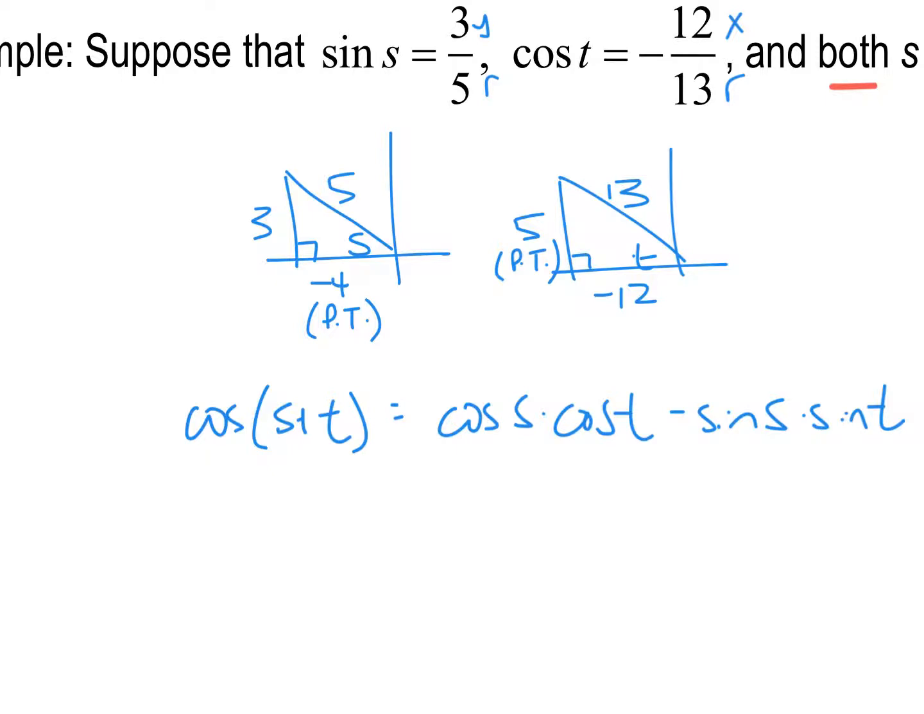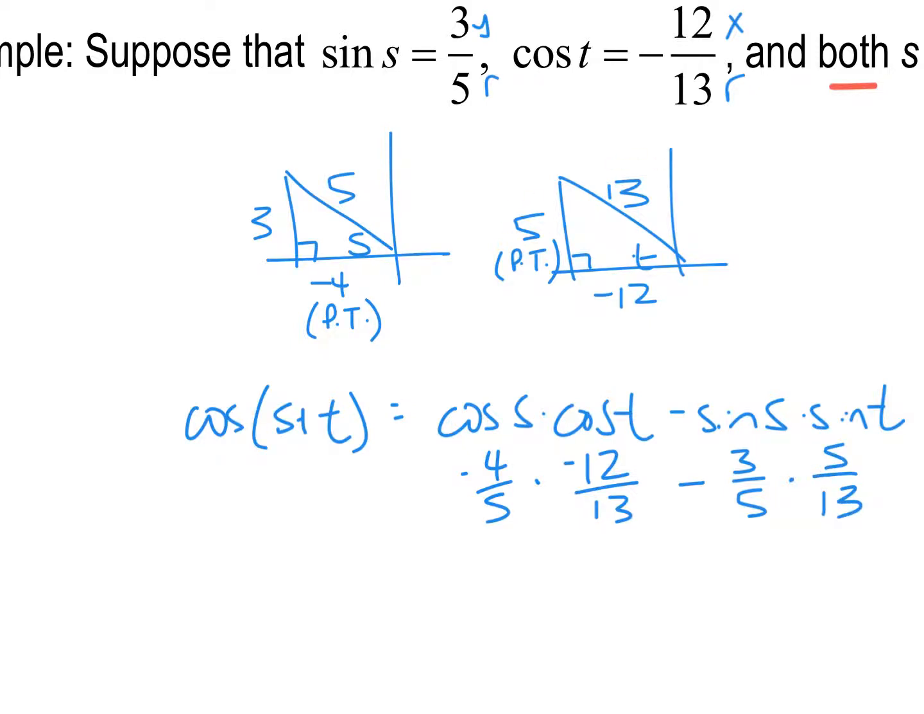So in this case, I have cosine of s, and I'm looking at my s triangle here, which is x over r, so -4/5. Cosine of t, I'm looking right here, that's x over r, which is -12 over 13, minus, for sine of s, I'm looking right here, sine is y over r, so that's 3/5. And then sine of t, again, this triangle, it's y over r, which is 5 over 13.